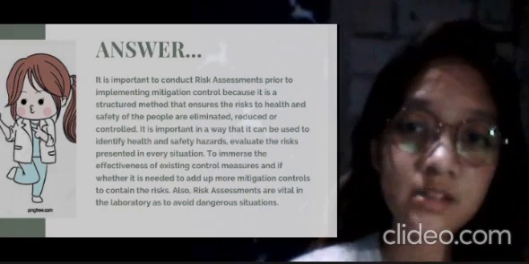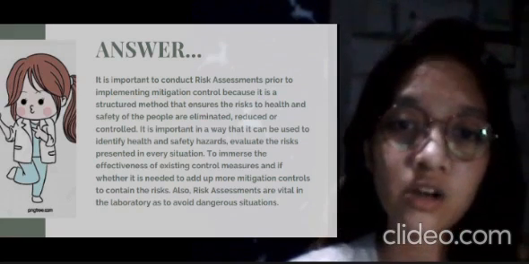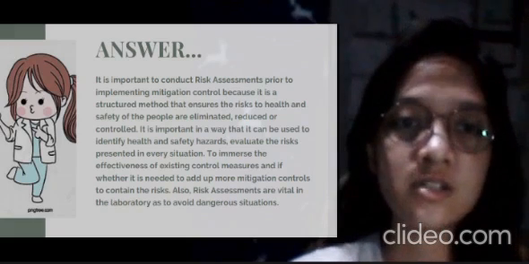Also, risk assessments are vital in the laboratory to avoid dangerous situations.